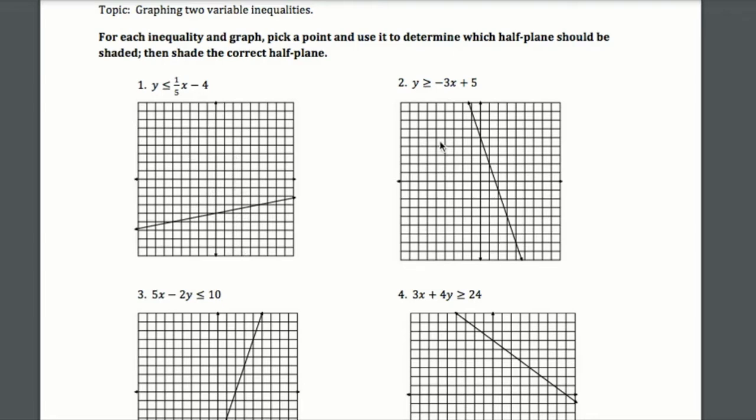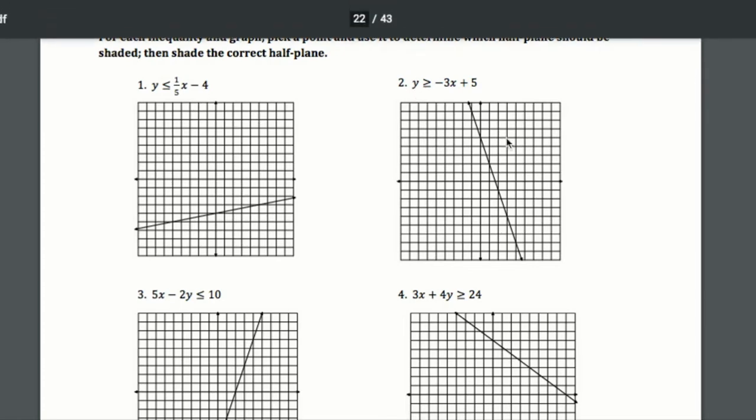Okay, on to number 2. If we have something that is greater than, we're going to shade above the line. As long as the line has a tilt to it, as long as it has a slope, you should be able to determine which side is above and which side is below. In this case, above is over on this side of the line.